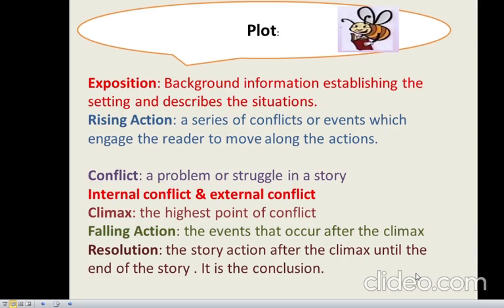Then we have falling action, the events that occur after the climax. And after that we have resolution. It is the story action after the climax until the end of the story. And it is the conclusion. It is the wrap up of the whole story. It is where all problems are resolved. Hence the word resolution, because everything is supposed to be resolved.